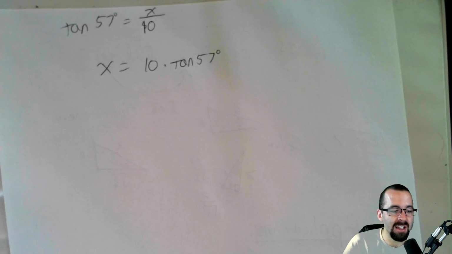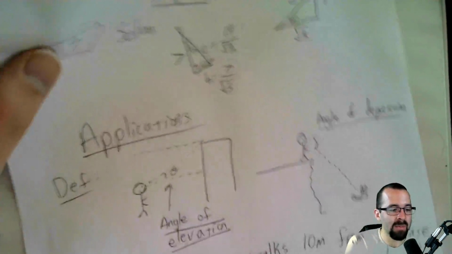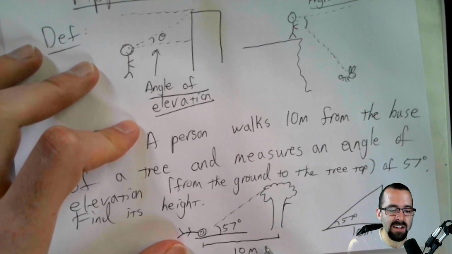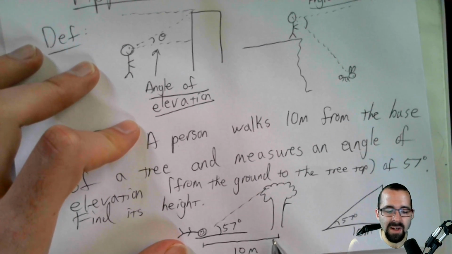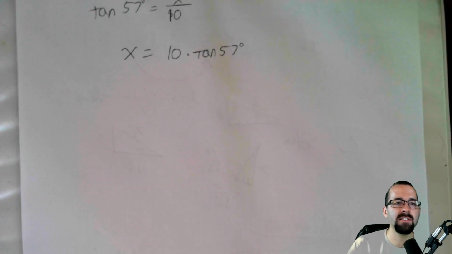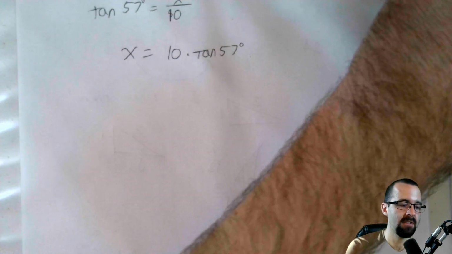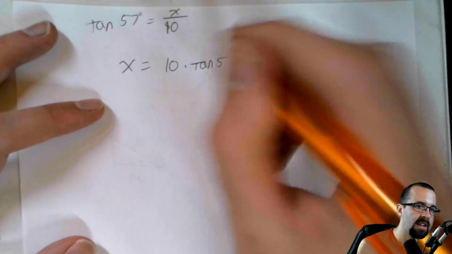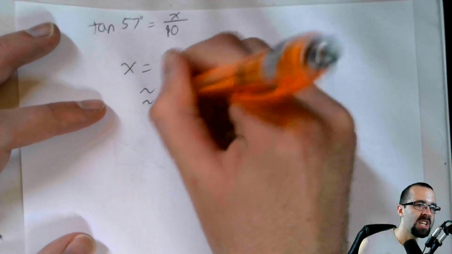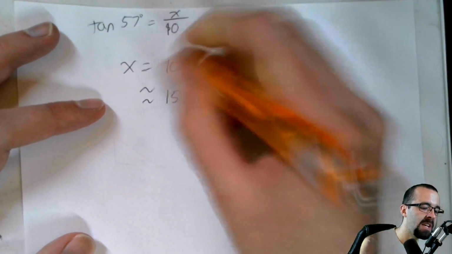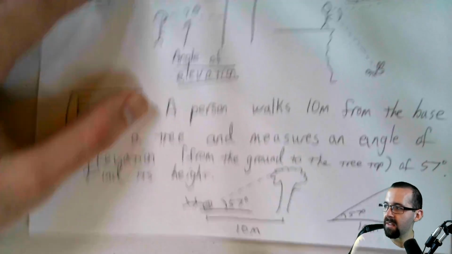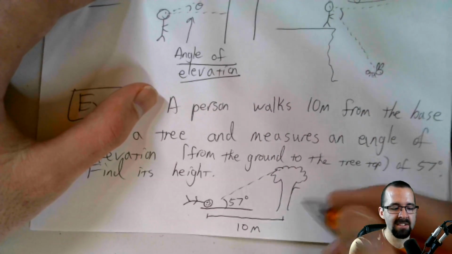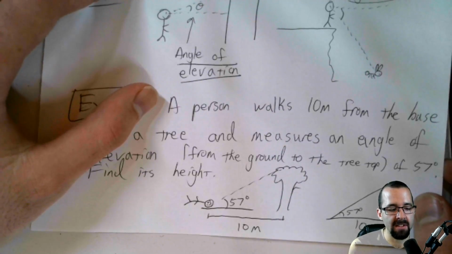Also, your answer should make sense. We haven't solved the problem yet, but if we solve this problem and use radians instead of degrees, we might get an answer that makes no sense. So let's type this into our calculators. 10 times the tangent of 57 degrees. All right, and it is about 15.40 meters. Again, include units in your answers. If over here the tree is 10 meters away, that means the height is going to be 15.40 meters.